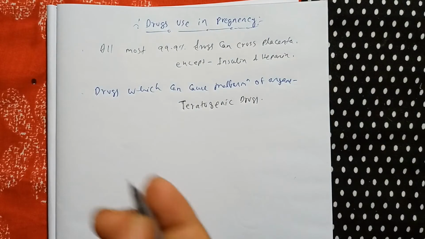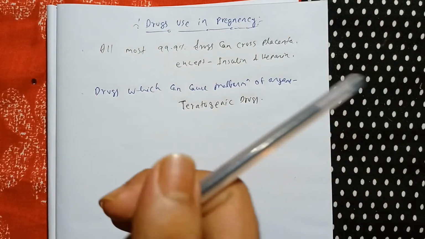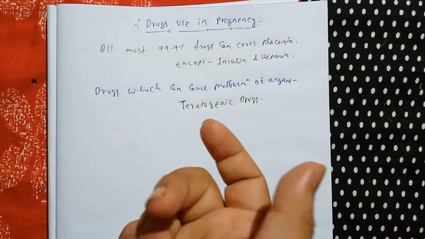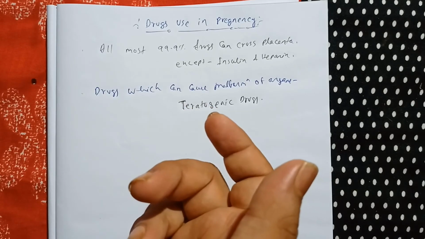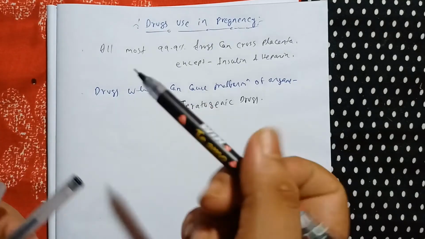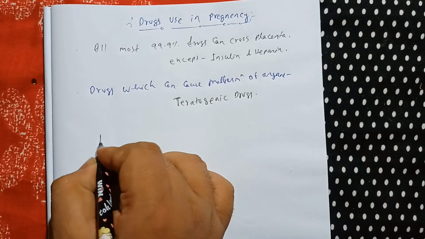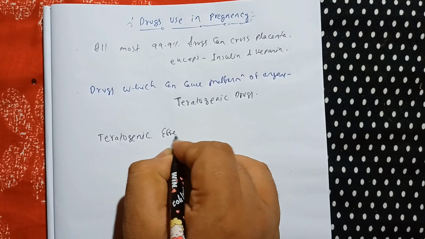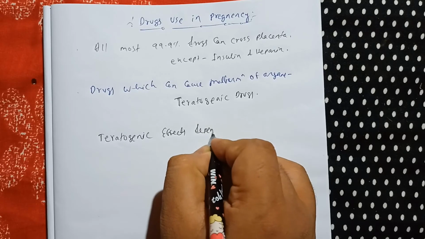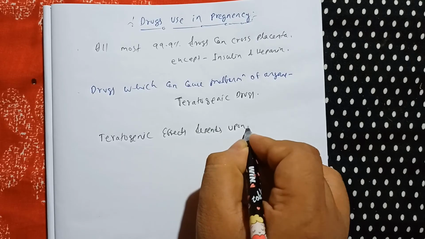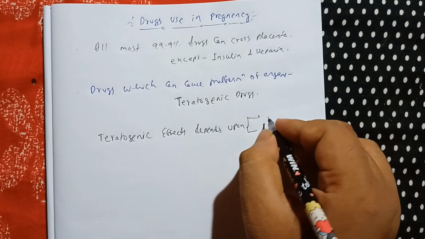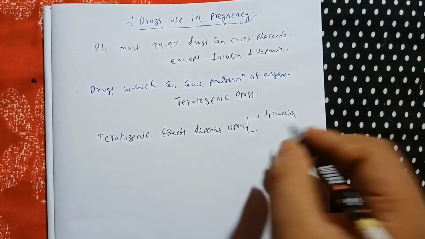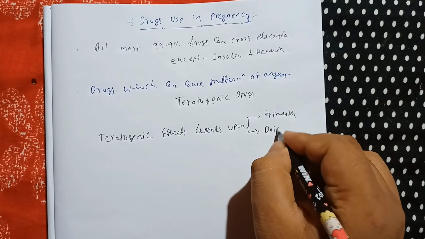Now the thing is that the teratogenic effects depend upon the time duration. That means it may be the first trimester or the second trimester, and of course along with the dose, how much dose we are giving. So the teratogenic effects depend upon two things basically: one is the time or duration of the trimester, and along with it the dose and frequency of the drug we are giving.